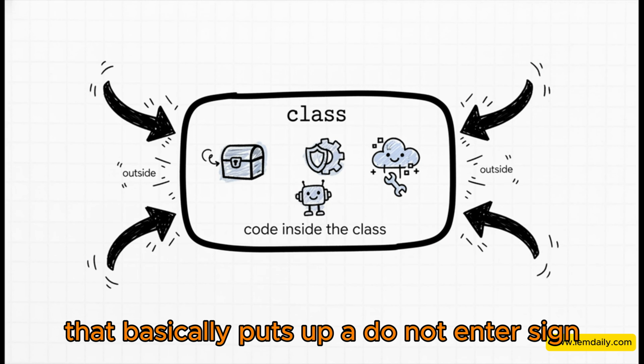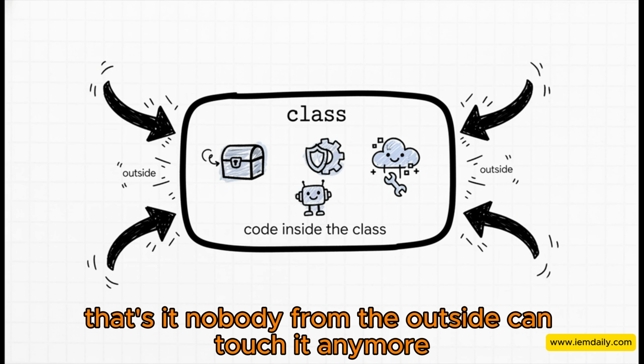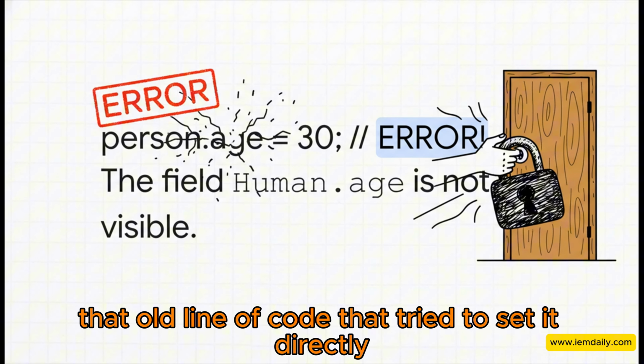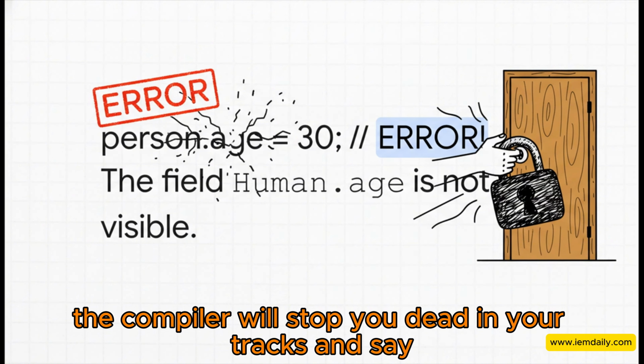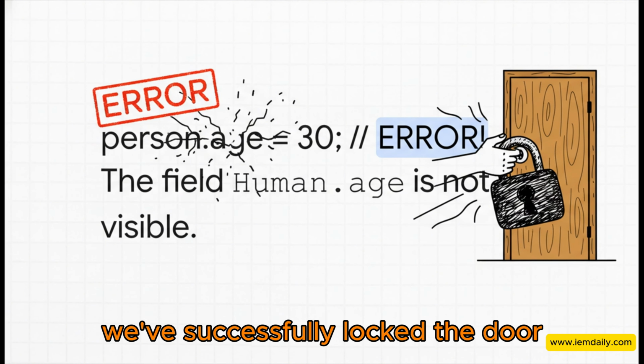It tells Java, hey, this age variable, it can only be seen and used by the code that's written inside this human class. That's it. Nobody from the outside can touch it anymore. And here's the proof. The second we make age private, that old line of code that tried to set it directly, it breaks. It won't even compile. The compiler will stop you dead in your tracks and say, nope, that field is not visible. We've successfully locked the door.